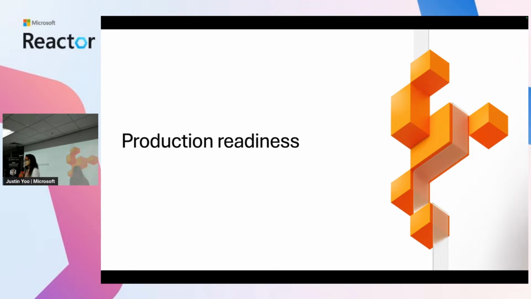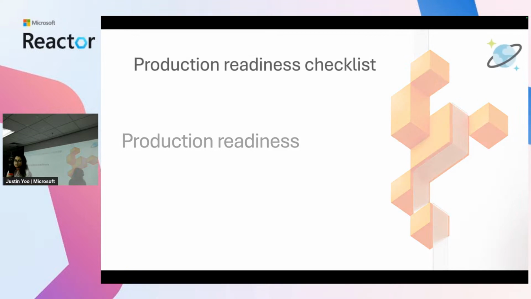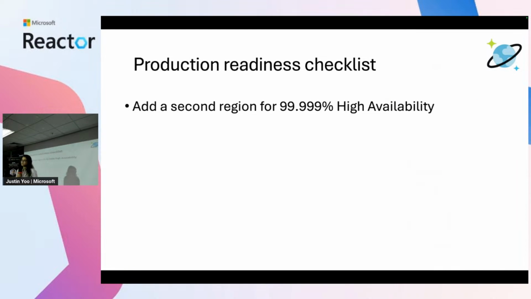Now that we have covered everything, we have set up Cosmos DB, we have understood the concepts, we have developed the application using the SDK, it's time that we hit production. But before hitting production, we need to ensure that our application is highly available. So what we can do from our side to make the application highly available is add a second region in Cosmos DB to achieve 5 nines of availability.